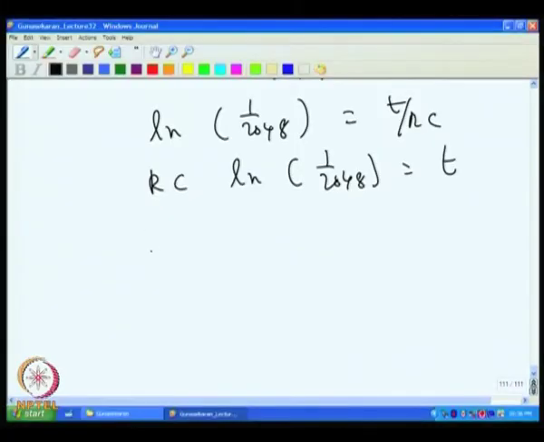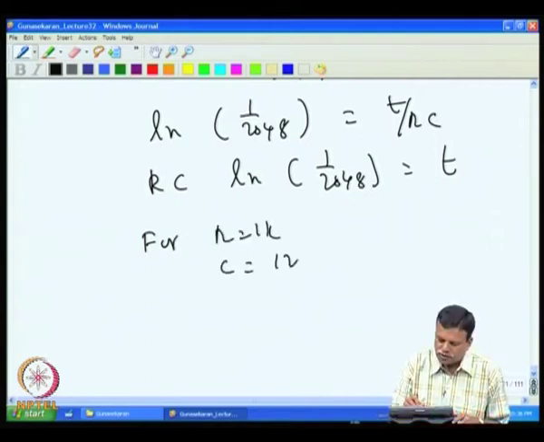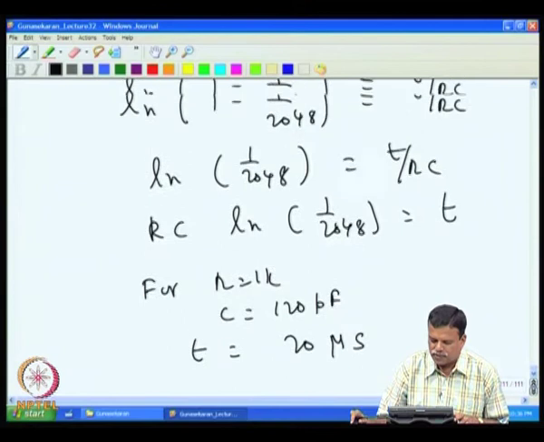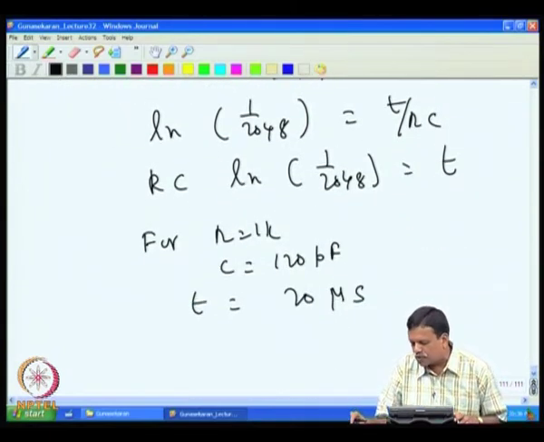Normally for R equal to 1K and C equal to about 120 pF, this t comes to about 20 microseconds. So, in this case one has to wait a minimum of 20 microseconds for the capacitor to reach half LSB. After reaching half LSB, I have to give a start command to the ADC.